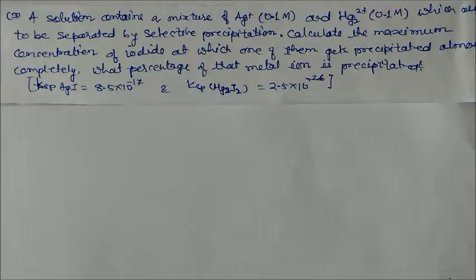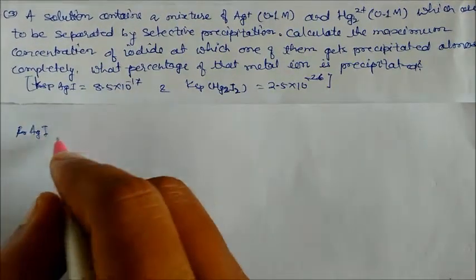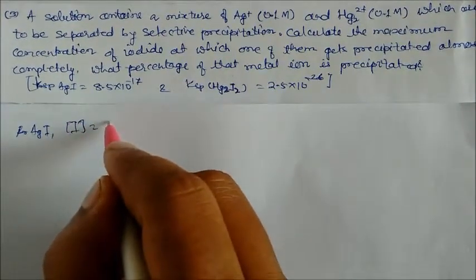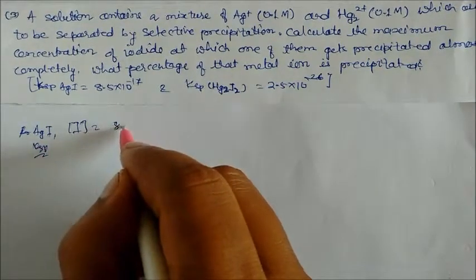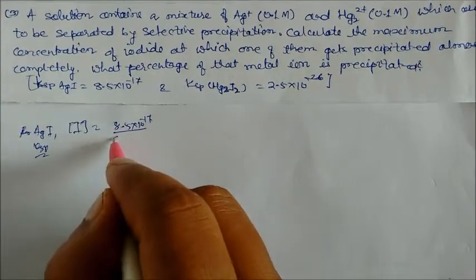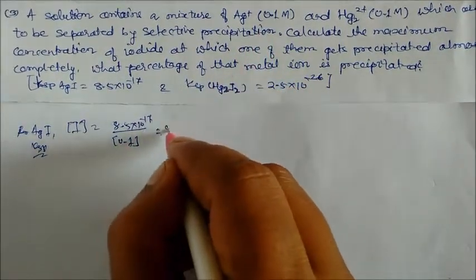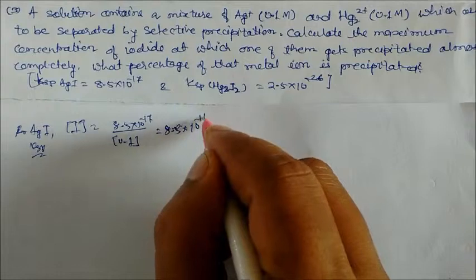First we have to find which iodide will precipitate first. The one with the lesser value will precipitate first. So we find out for silver iodide: what is the concentration of iodide? The concentration of iodide will be the Ksp of silver iodide, 8.5 into 10 power minus 17, divided by the concentration of silver, which is given here as 0.1 molarity. On solving we get 8.5 multiplied by 10 to the power minus 16 molarity.